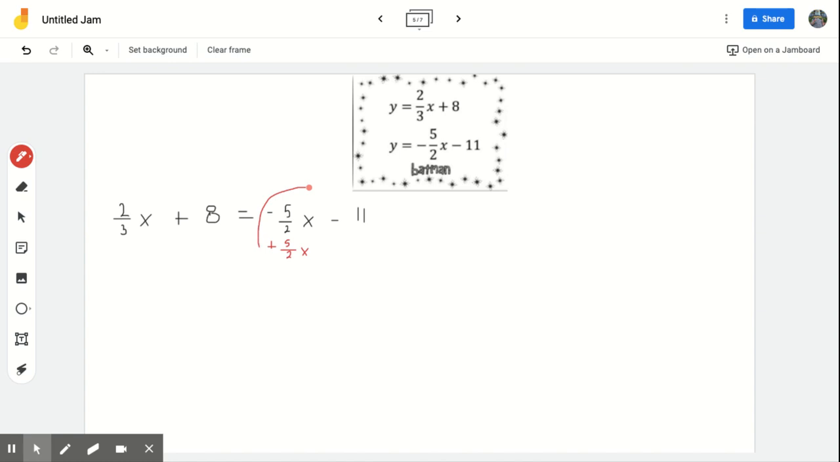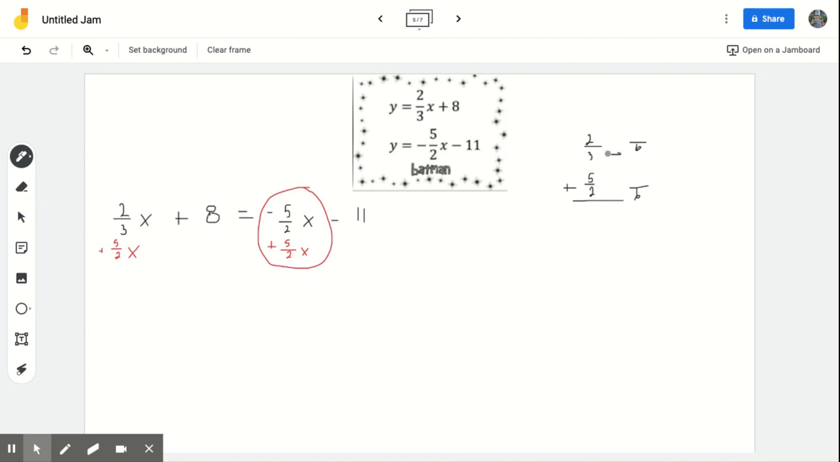Now what that's going to do is basically eliminate those x's. And to be fair, I have to add 5/2 x to this side. All right, so by doing that, I'm going to get 2/3 and 5/2. I've got to add those together real quick. So a common denominator would be 6 for the 3 and the 2.